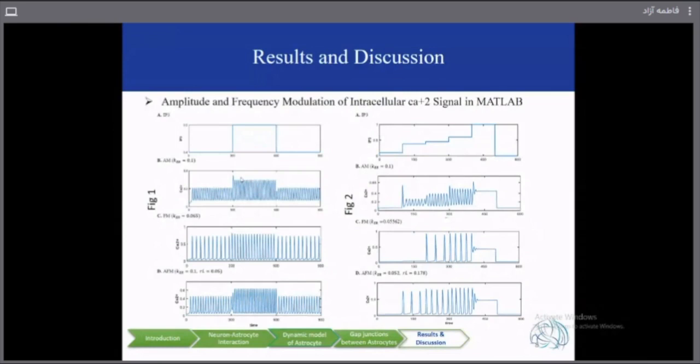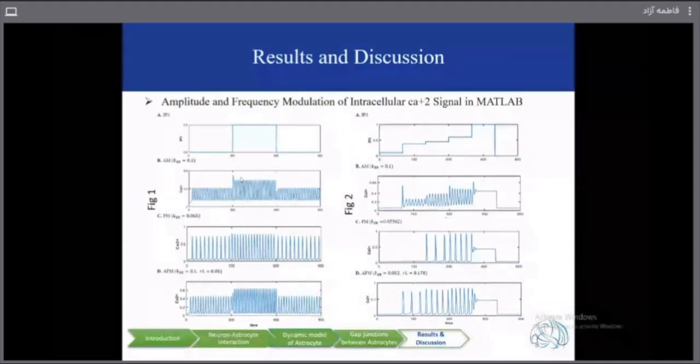The result of FM mode with KAER equal to 0.1 and RL equal to 0.05 is shown in the last row. In figure 2, we can see the results of R3 modulation during the IP3 stimulus signal with randomly incremented amplitude. The second row shows the result of AM modulation. The third row illustrates the result of FM mode, and the result of AFM modulation is presented in the last row.